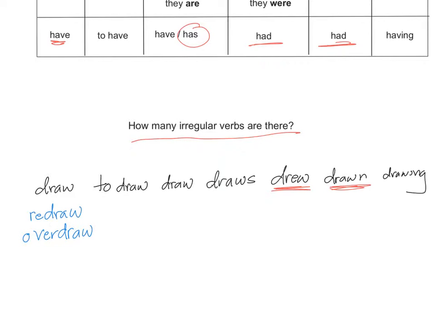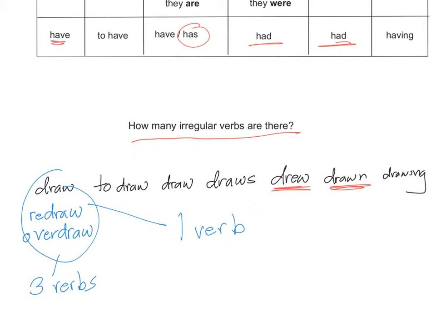Now, redraw and overdraw follow the exact same pattern as draw. The bare form is overdraw, the infinitive form is to overdraw, the simple form is overdraw, the simple third person is overdraws, the preterite is overdrew, the past participle is overdrawn, and the present participle is overdrawing. So, when we count irregular verbs, this is my question. Should we count these really as 3 separate irregular verbs, or should we count them really as almost like different versions of the same verb?